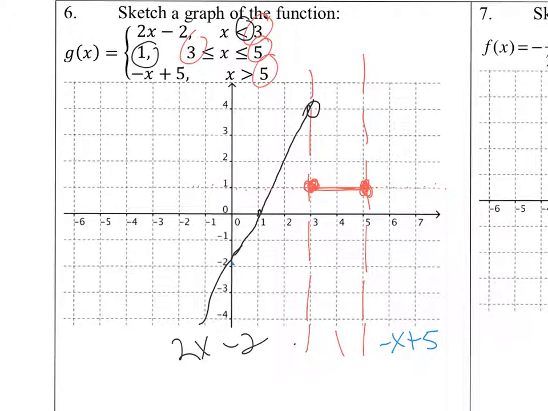Finally, we've got negative x plus 5. I'm going to start at a y-intercept of 5 with a slope of negative 1. It's going to go down, go down, go down. None of this part is going to end up showing up until I get past this barrier. And then once we're to the right, my line is going to show up. Because we're looking at greater than again, I'm going to have an open circle.